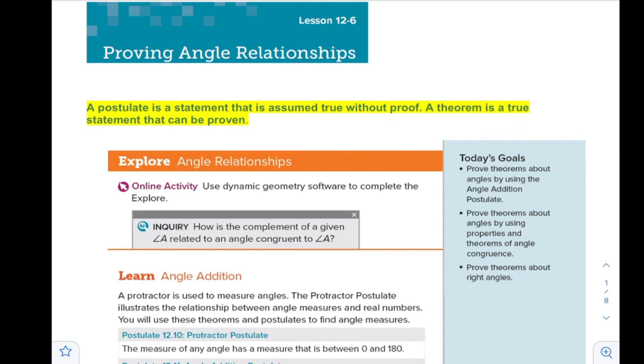Actually, in this lesson, we are not going to prove the theorems or the postulates, but we are going to use the postulates and the theorems in solving problems.